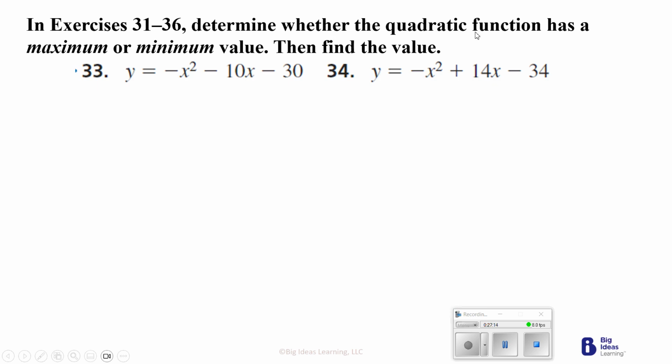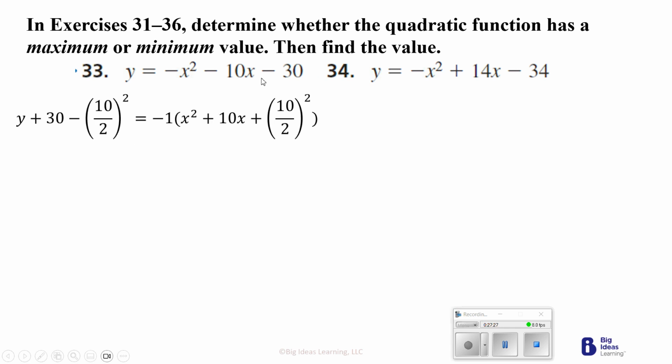So let's determine whether the quadratic function has a maximum or minimum value. Then find the value. Okay, so if we're finding this, we want to find out, does it have a minimum or maximum value? We're going to take our -30 here, and you see that we have the y value over here. We're bringing this over to the y, okay? So we're adding 30 to both sides.